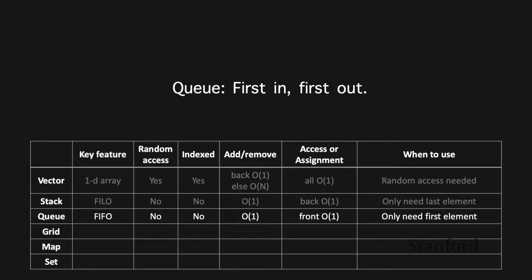We use this a lot in Game of Life. It's like a two-dimensional random access ADT. Yeah, awesome. Grids are sometimes called two-dimensional vectors. It's kind of like a vector within a vector.